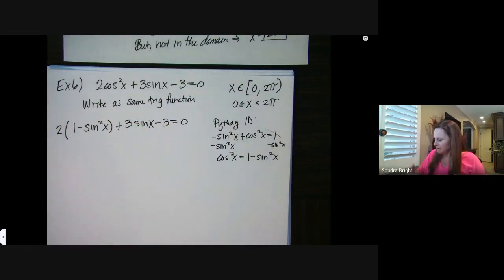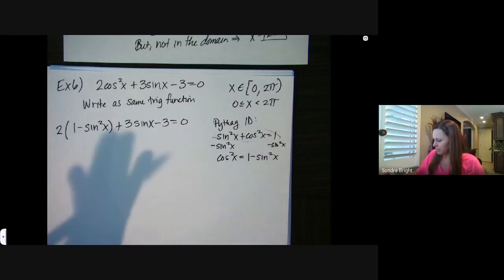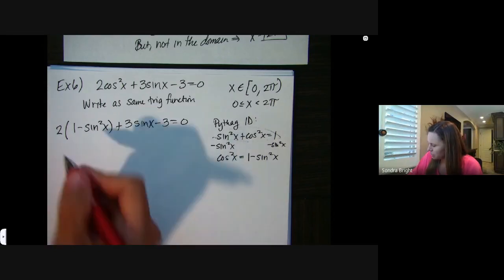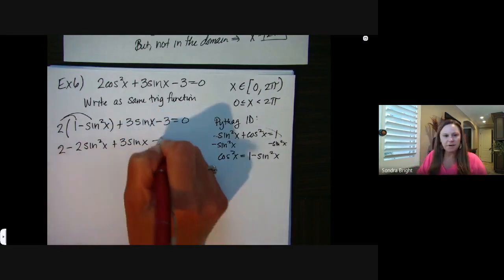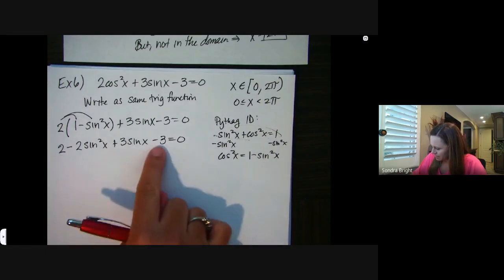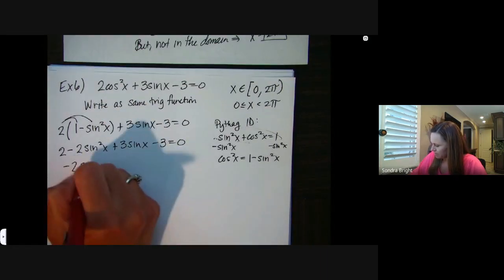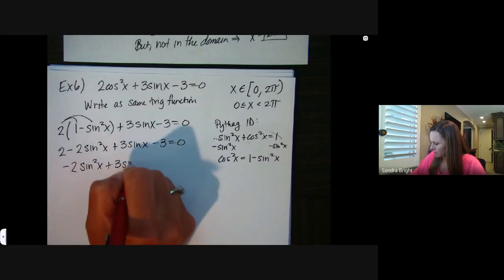We'll clean this up. Okay, so now I've got everything in terms of sine. Lovely. Let's distribute this 2. You'll have a 2 minus 2 sine squared plus 3 sine of x and minus 3 equals 0. Okay. Got a 2 and a minus 3, so that makes it a negative 2 sine squared plus 3 sine of x. 2 minus 3 would give you a minus 1.